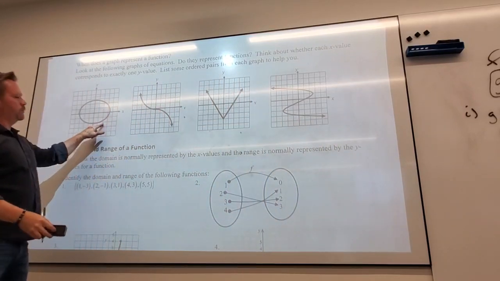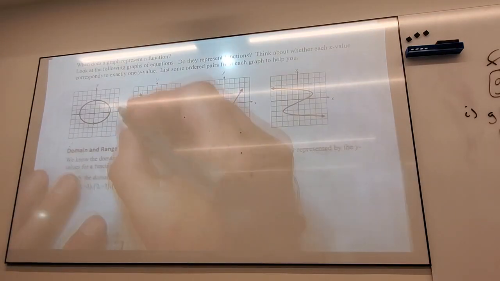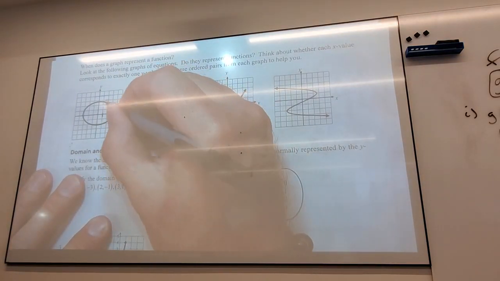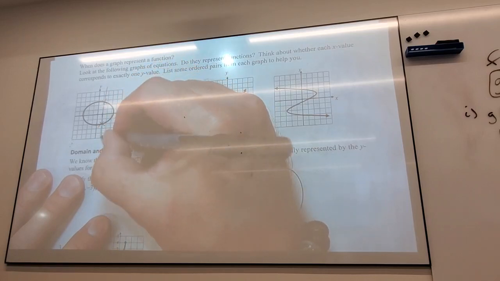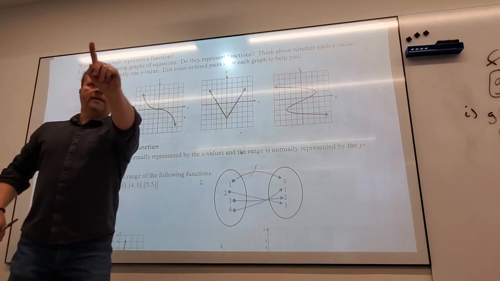And why is the first one not? Because it doesn't pass the vertical line test. For this x, for example, there are two outputs. There's a vertical line that goes through more than once. So any vertical line relates to exactly one x value.